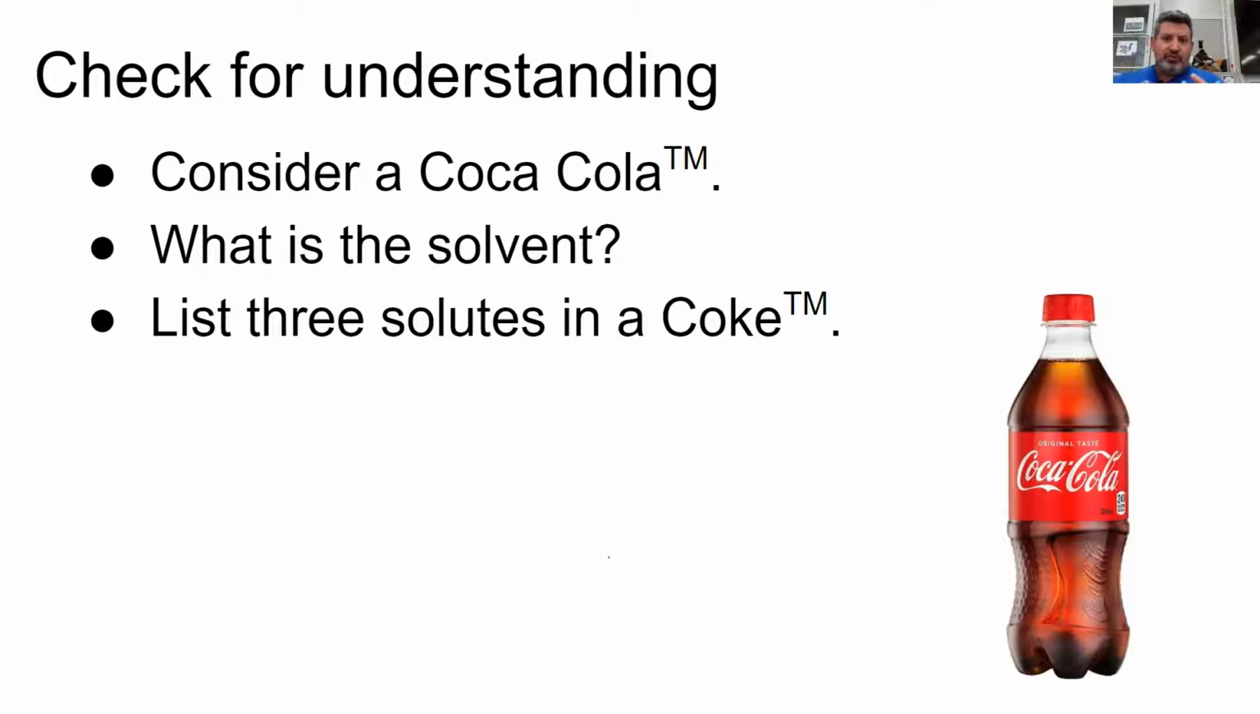And really the solvent is, what do we have the most of in there? Okay, it's really another way to look at it. And it says list 3 solutes that are in a Coke. So come up with 3 things that are dissolved into that Coke that you would see either on the label or you can just tell because you've had one before. So you can pause the video, answer those, and then we'll go over it.